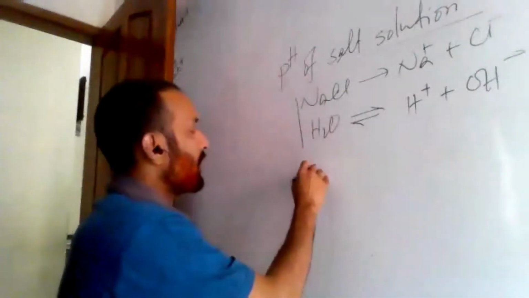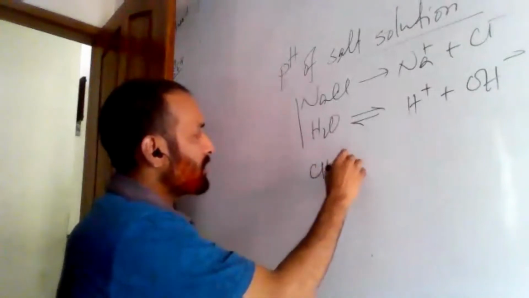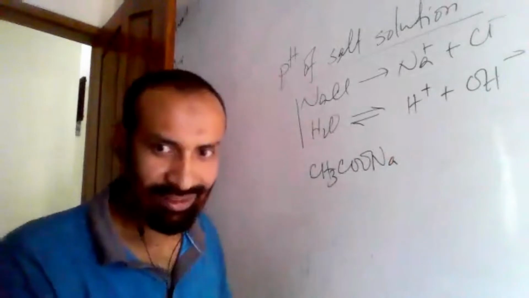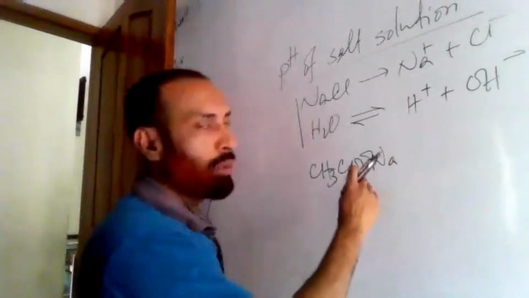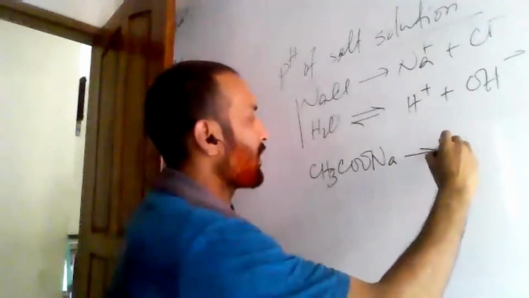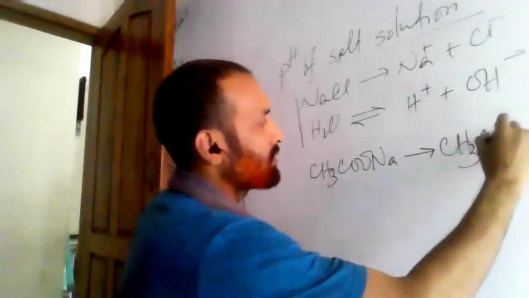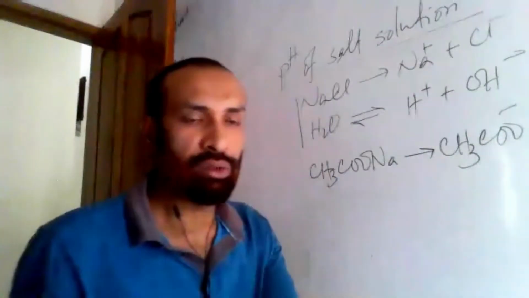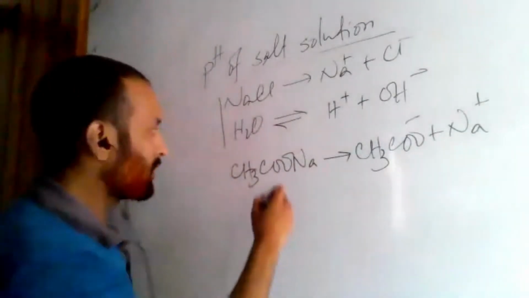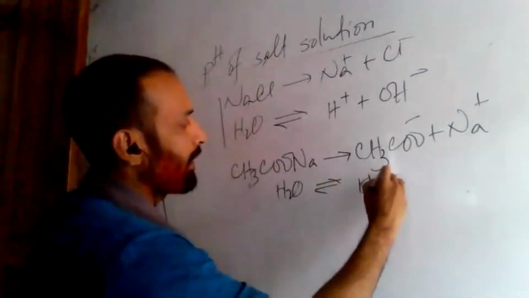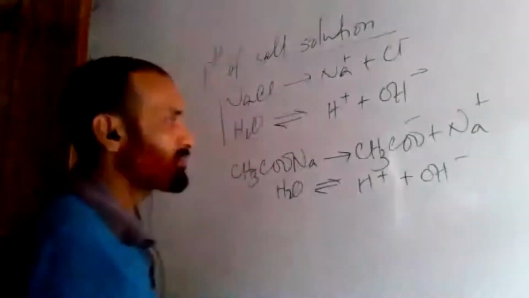Suppose you have CH3COONa, sodium ethanoate. When you add this in water, sodium ethanoate dissociates to give which ions? CH3COO minus and Na plus. So you get these two ions. And water is also here, and water dissociates to give its two ions.